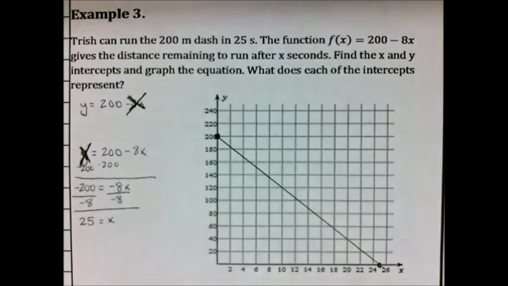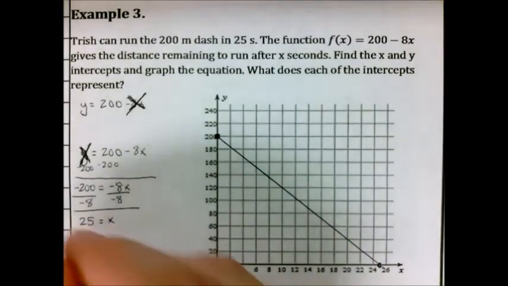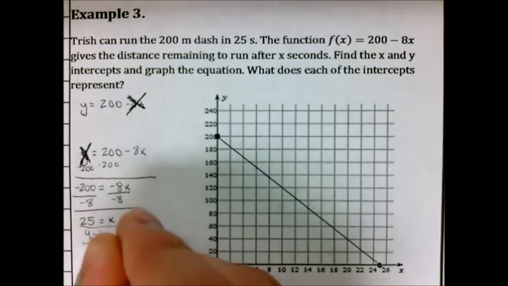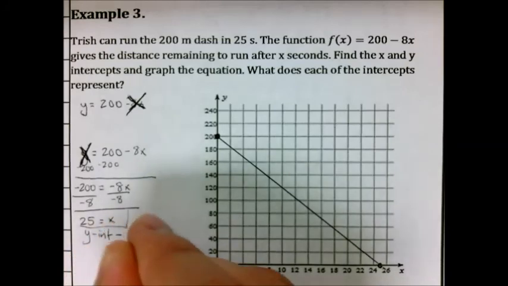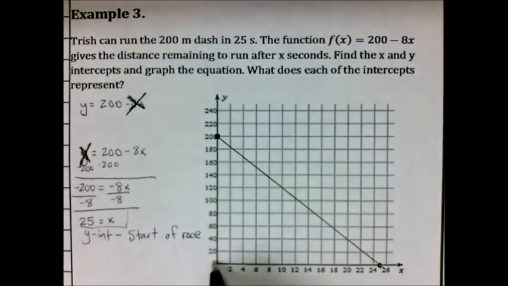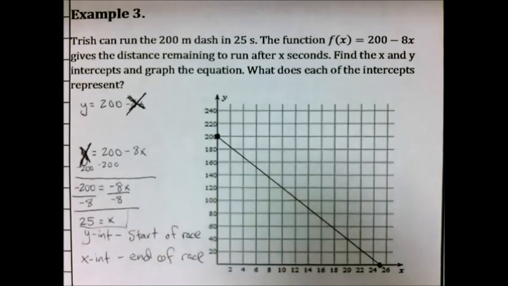Now the last thing it asks us to do is to explain what the intercepts represent. And the intercept right here on the y-axis, it represents the start of the race. Okay, the start of the race. So y-intercept, I know that's kind of close here, is the start of the race. And the x-intercept, where she has no more distance left, would be the end of the race. Okay, and those also could mean the distance left until the end of the race. But that's all we really have to do for this.